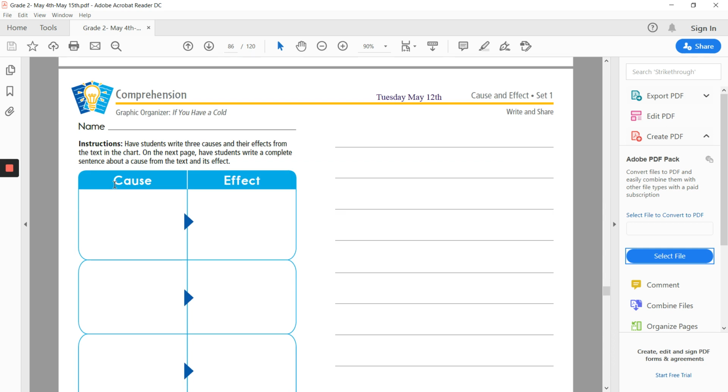On the next page on your graphic organizer, write 3 causes and their effects from the text in this chart. Over here, write a complete sentence about one cause and effect from the text. Go ahead and pause the video. When you're ready, hit play again and we'll go over the next assignment.